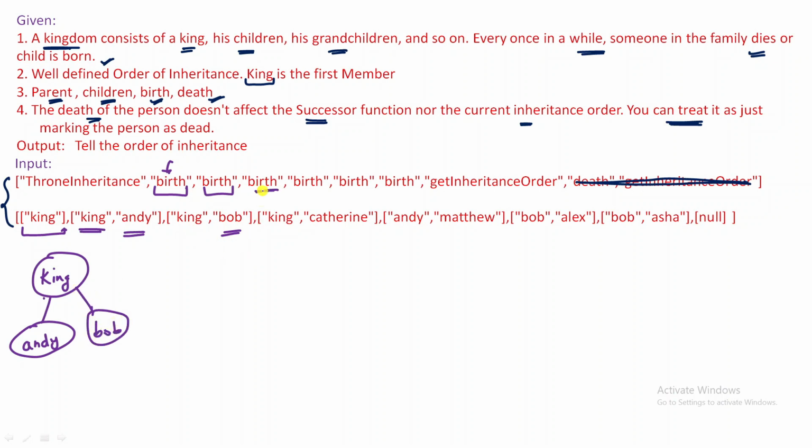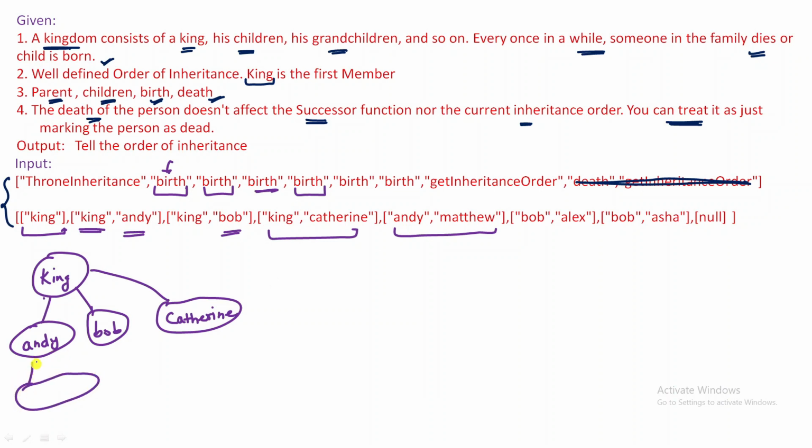Okay, again there is a birth. And this is the parent, this is the child. So Catherine is the new child of the king. So we have joined Catherine to the king, right? Now they say birth again, who is taking the birth? Matthew. And who is the parent of Matthew? ND. So ND is here, so Matthew is the child of ND.